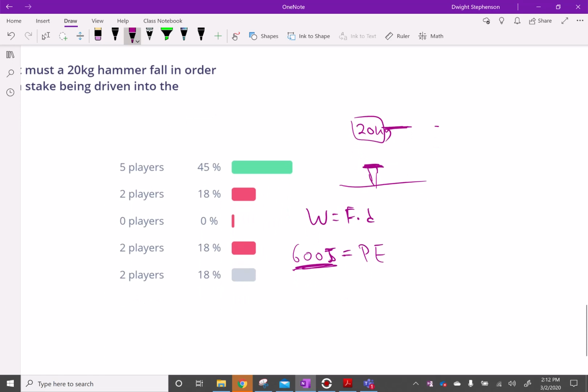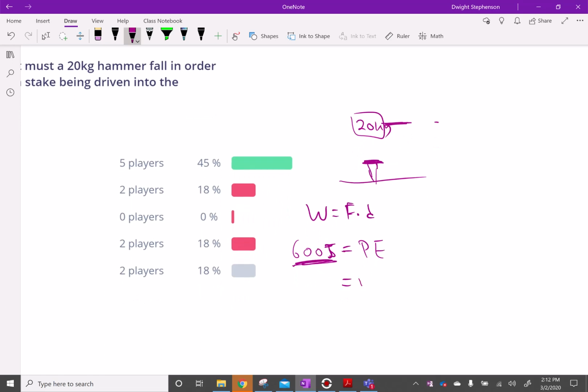And we know that potential energy on Earth is the mass of the object times Earth's gravity times the height that the object is off the ground. And we know some of these things. We know that the mass is 20. We know the gravity is 9.81. We don't know the height, so we're going to solve for height.